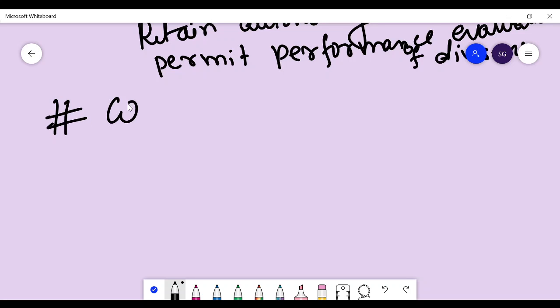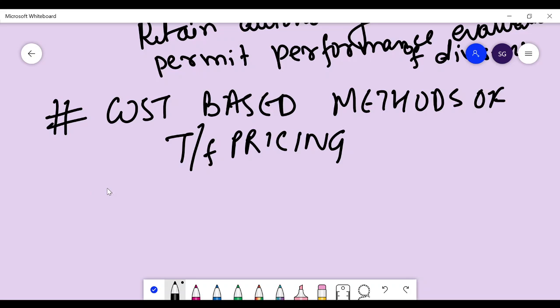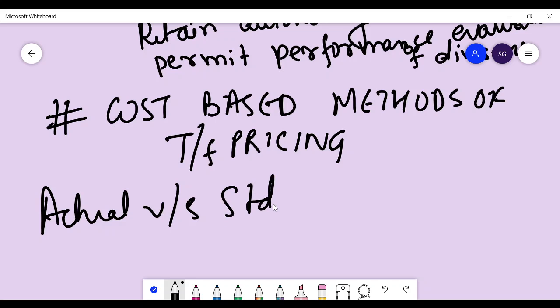Next that we have is cost based methods of transfer pricing, necessary if market price is not available. Actual versus standard cost. The problems with actual cost are that it cannot be determined in advance before the manufacturing is completed, and no cost control is there in the selling division.